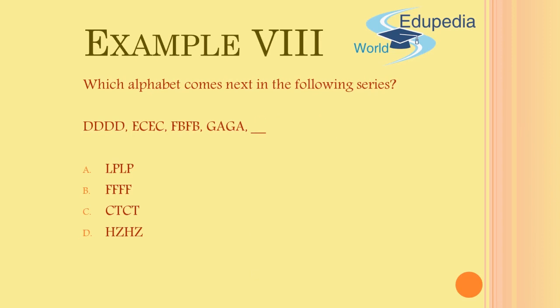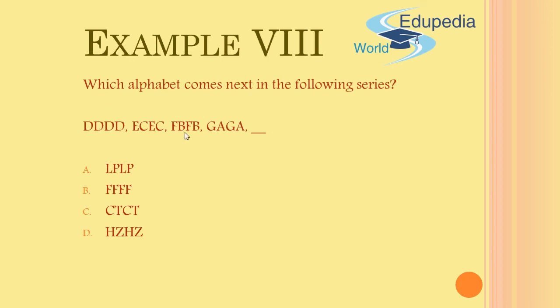Okay. Now see this again. Which alphabet comes next in the following series? You have 4 Ds, then ECEC, then FBFB, then GAGA. So what is happening here? There are so many letters over here, and there is no progression. So I can't say that I am skipping 2 letters and moving forward. No, because after E I am writing C, again I am writing E, again I am writing C.